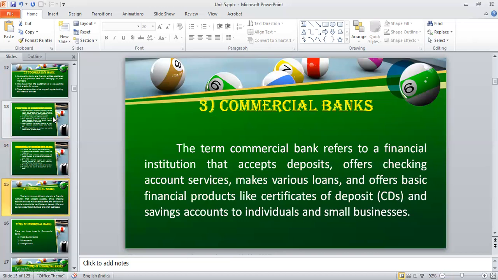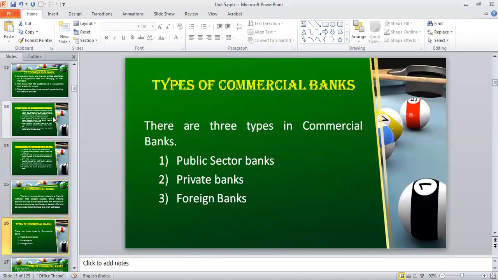Now, let us concentrate on commercial banks. A commercial bank refers to a financial institution that accepts deposits. It offers checking account services and makes various loans also. Moreover, it offers basic financial products like certificates of deposit as well as savings accounts to individuals and small businesses, right? Then again, there are three types in commercial banks also. One is public sector banks, second is private banks, and the third is foreign banks.